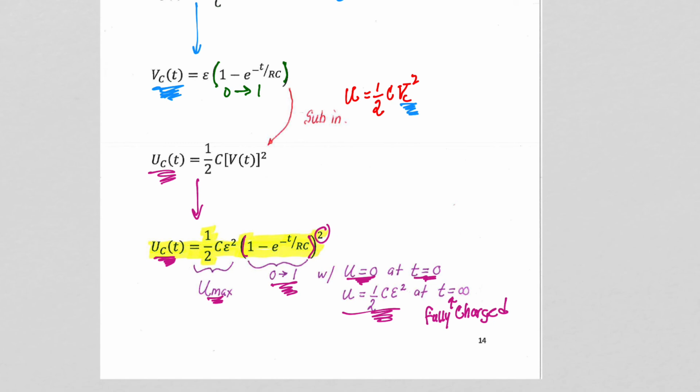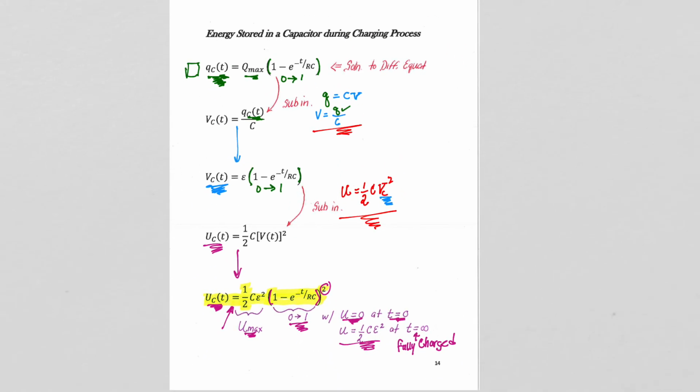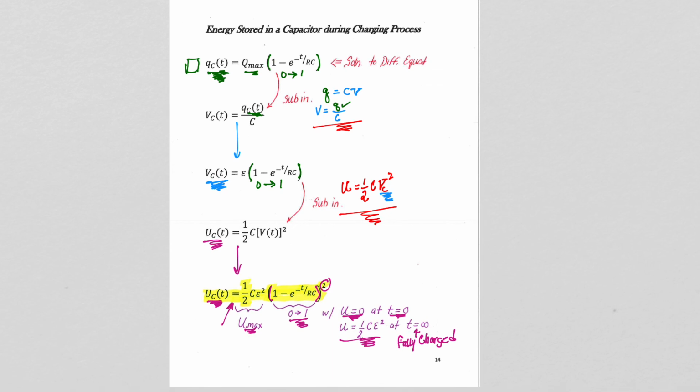I don't advise you to memorize this as a separate equation. We do need to know the basic equations, 1/2 CV squared. We need to know Q equals CV, V equals Q on C, and we memorize this first equation. But now we have an expression for the energy as a function of time. So easy page of notes, and we are ready to go onward.